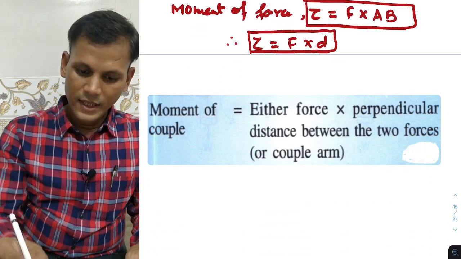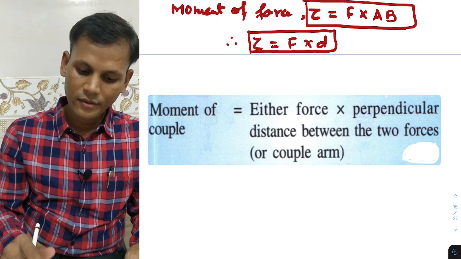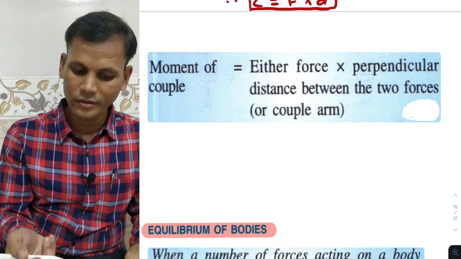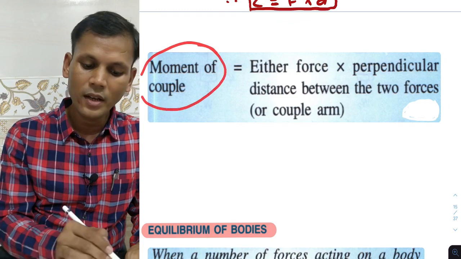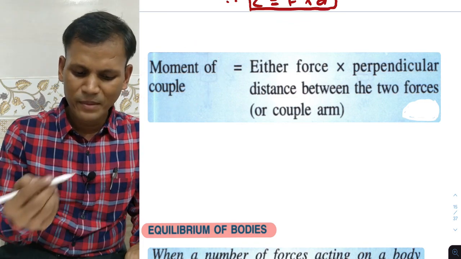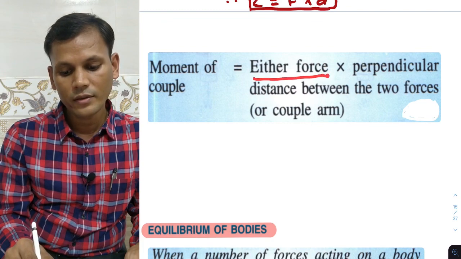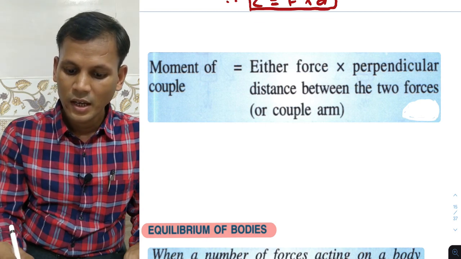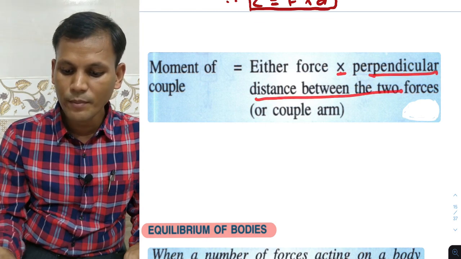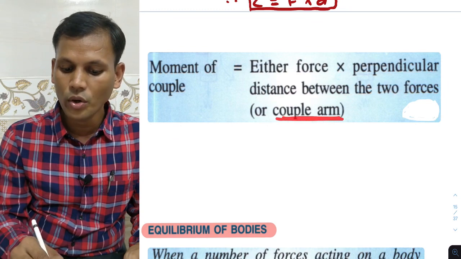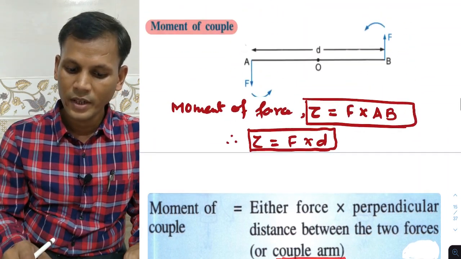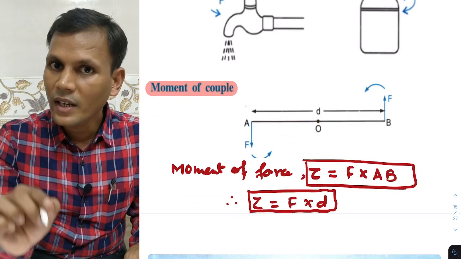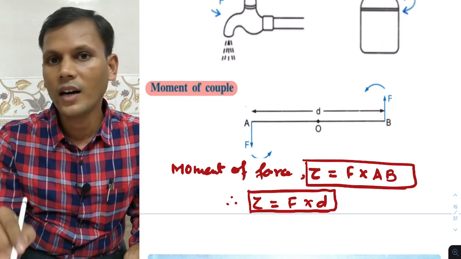Again, whatever things I have mentioned, that in definition format is here. Moment of couple or torque, both the terms are the same. Moment of couple, or torque, or simply couple, is one of the forces multiplied by the perpendicular distance between the two forces. That distance is also called the couple arm or moment arm.